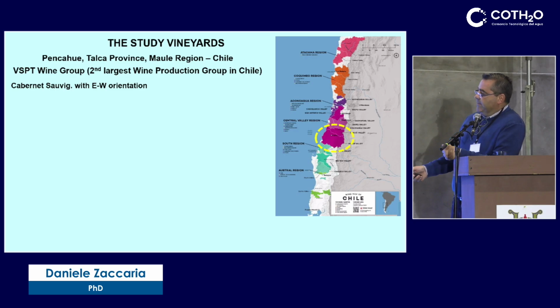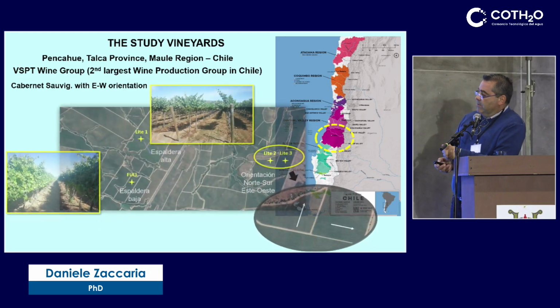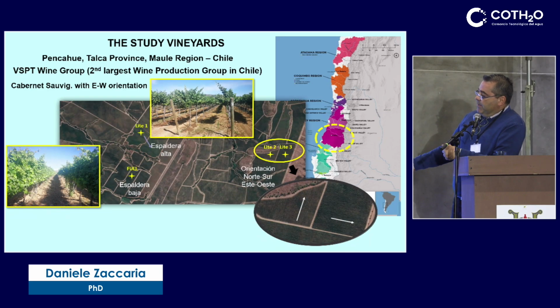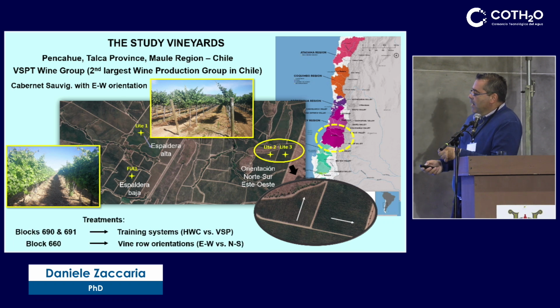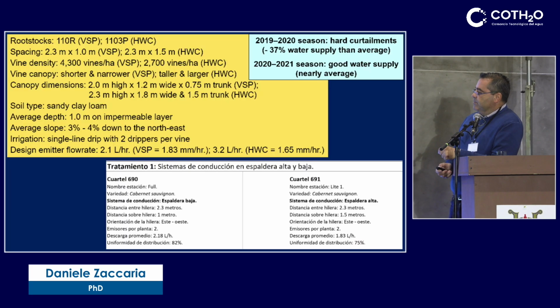And the grapes were Cabernet Sauvignon with east-west row orientation. You can see here, we got high trellis versus low trellis in two different blocks. We also did low trellis with east-west and north-south, but today we're only going to talk about the high versus low. The treatments, so the Quartel 690 and 691, were the training system, again, with high wire and vertical shoot positioning.